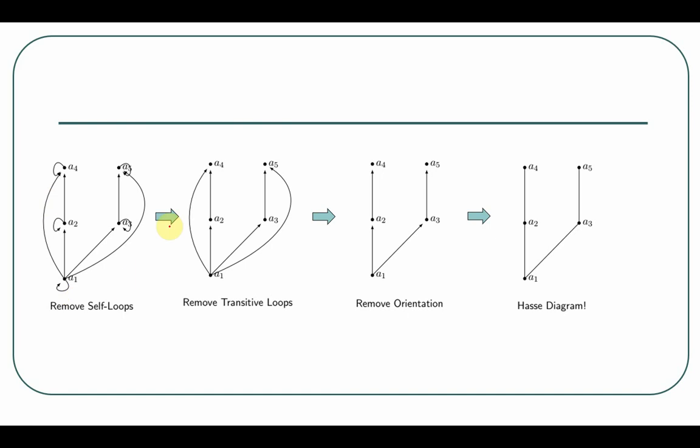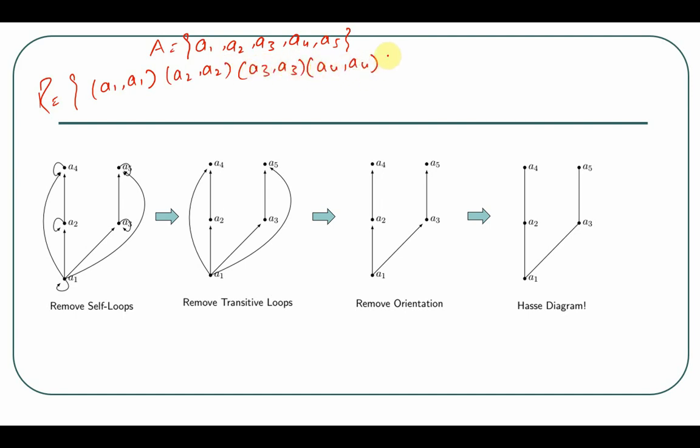See, this is a particular digraph. I have shown a digraph over here. If you want, I can say this is the set A1, A2, A3, A4, A5. This is the set, and the relation that is defined over here is, let us say, A1 comma A1. All the nodes have the self loop, so that means A1 comma A1 is there, A2 comma A2 is there, A3 comma A3 is there, A4 comma A4 is there, A5 comma A5 is also there.